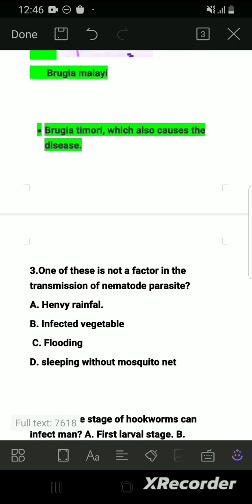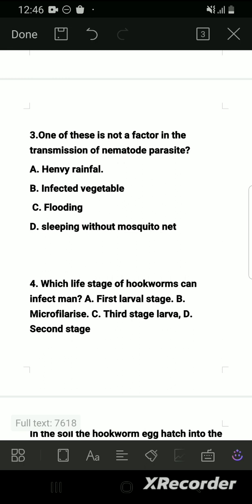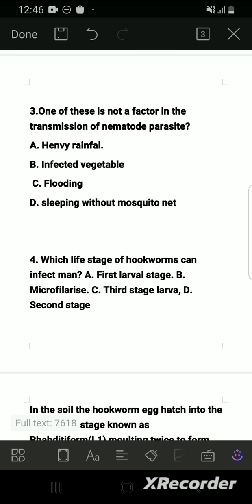The next question states, one of these is not a factor in transmission of nematode parasites. If you look at the life cycle of nematode parasites, let's make use of one particular parasite, the common nematode parasite that we all know, which is Ascaris lumbricoides. When we're talking about Ascaris lumbricoides, you see that it's contaminated through the fecal-oral route. It has a direct life cycle, which means the parasite itself moves into your body without a vector or any means at all.